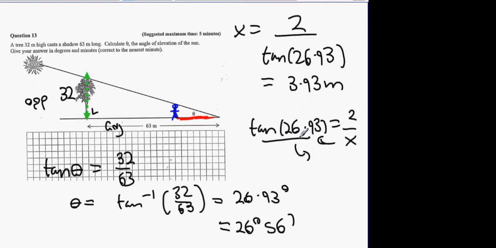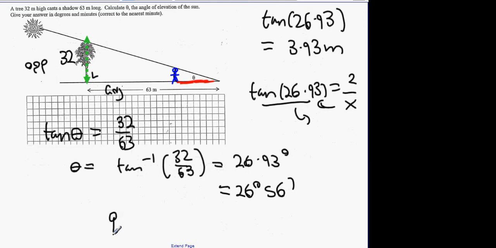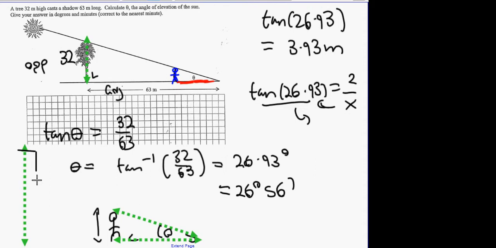What I want us to remember for your exam is this. I can give you information about a person's height. I can give you the length of the person's shadow. When you get this length of shadow, you're going to find out the angle. And you're going to be asked to scale this up for a building, and it's going to be the same angle. So the shadow of the building and the height of the building are in the same ratio.